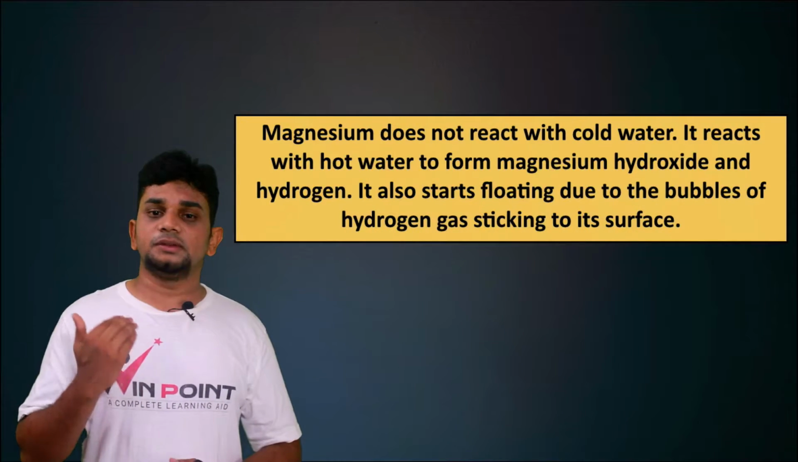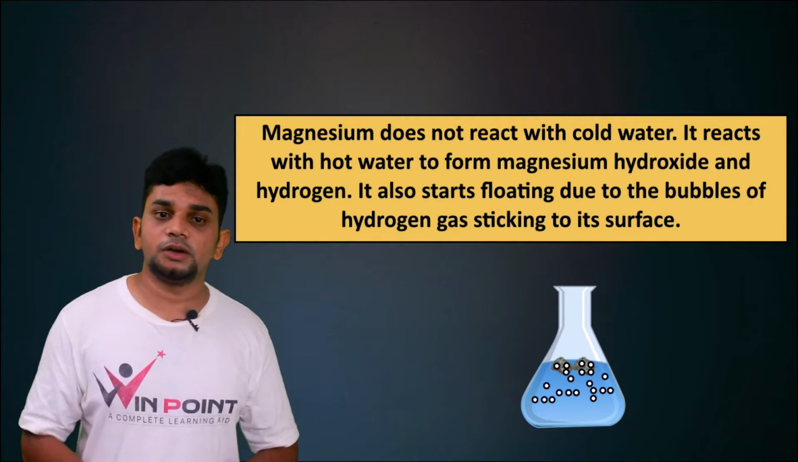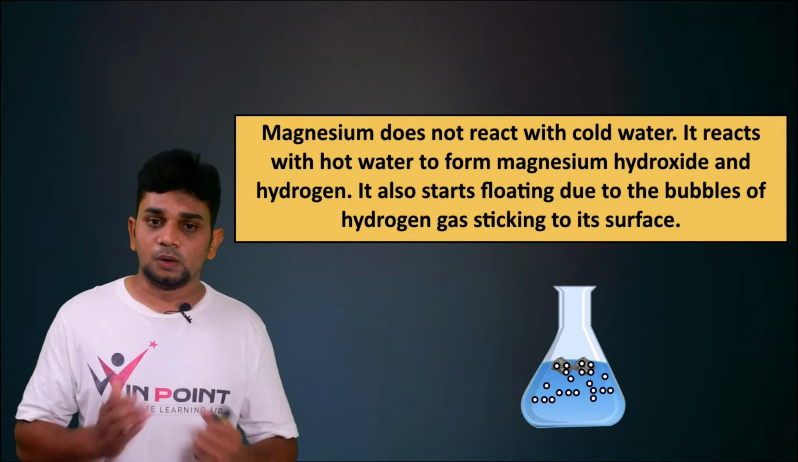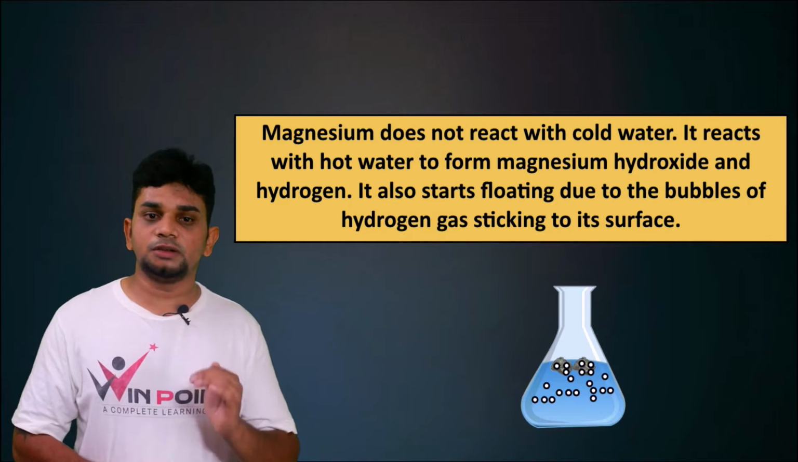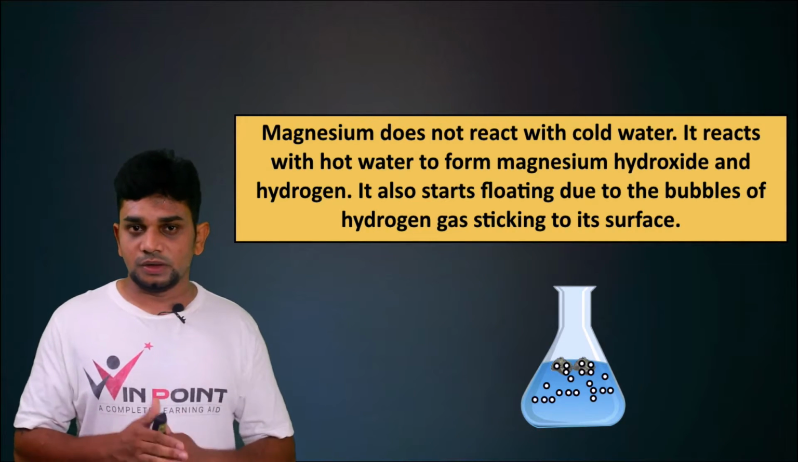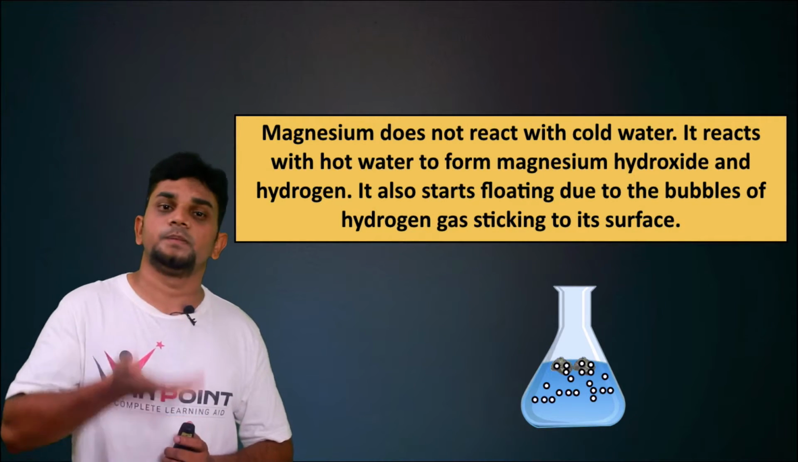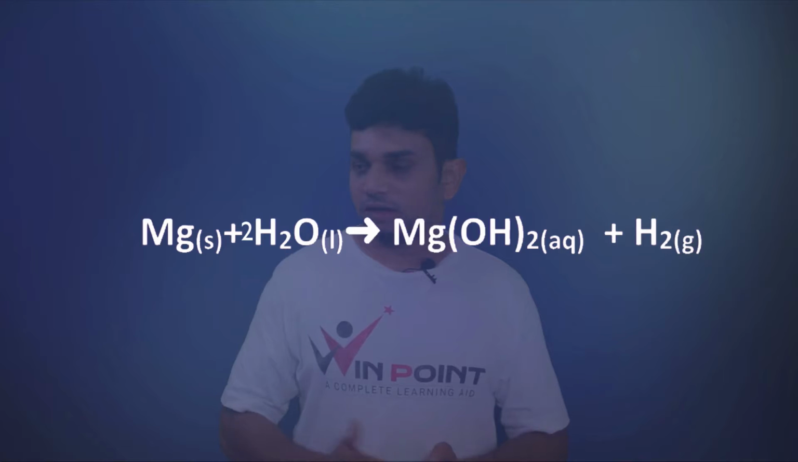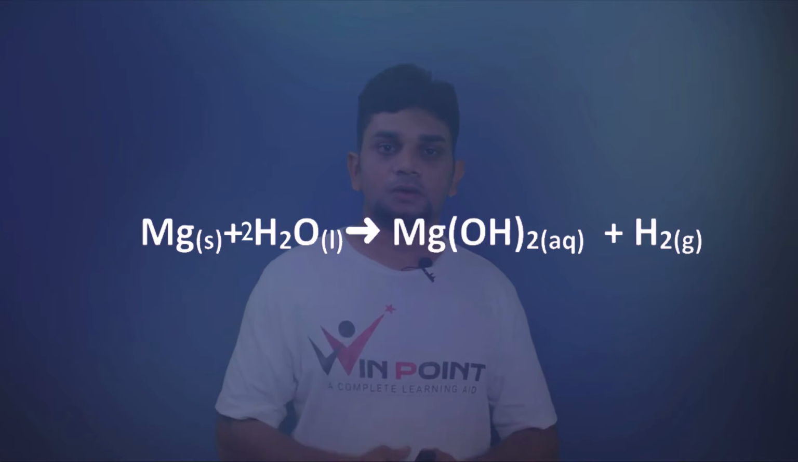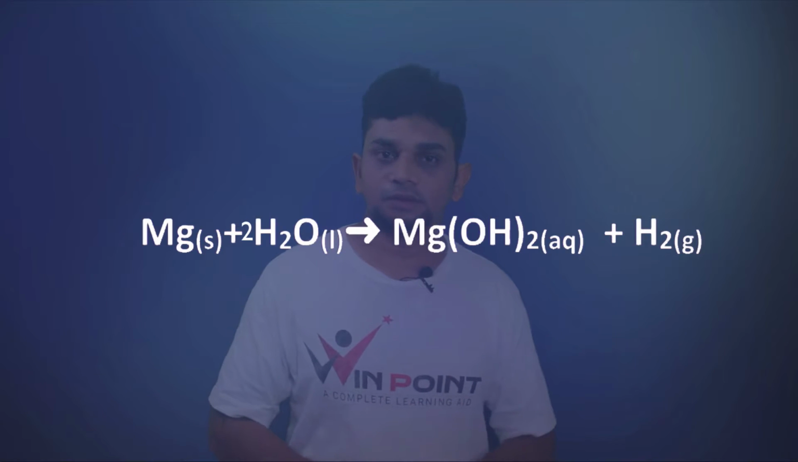Magnesium does not react with cold water, it reacts with hot water to form magnesium hydroxide and hydrogen. It also starts floating due to the bubbles of hydrogen gas sticking to its surface. You can see that the bubbles are sticking to the surface of the metal and the metal will float. The reaction is Mg plus 2H2O gives Mg(OH)2 plus H2. That is the reaction for this.